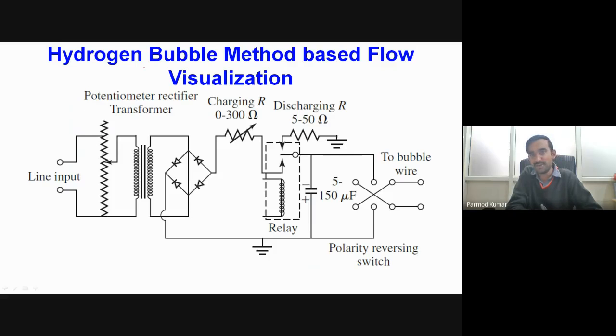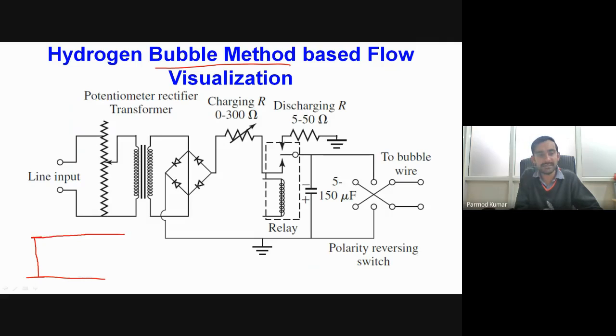Then another important method used for flow visualization is known as the hydrogen bubble based method. In this particular method of visualization, the idea is that we will have some arrangement inside our flow field.